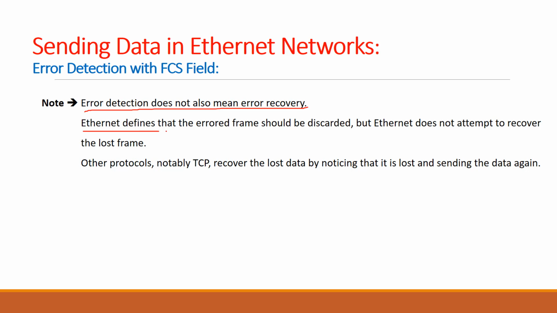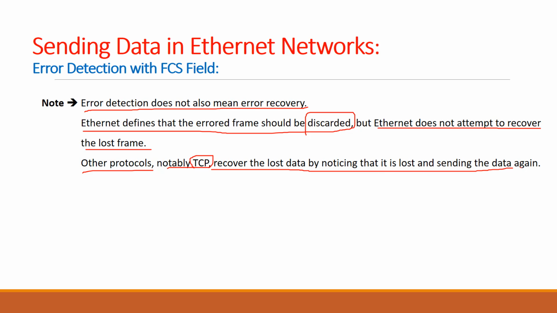So Ethernet defines that the errored frame should be discarded. But Ethernet doesn't attempt to recover the lost frame. Other protocols, notably TCP in layer number 4, recover the lost data by noticing that it is lost and sending the data again. It tells the sender, please send that lost frame again.